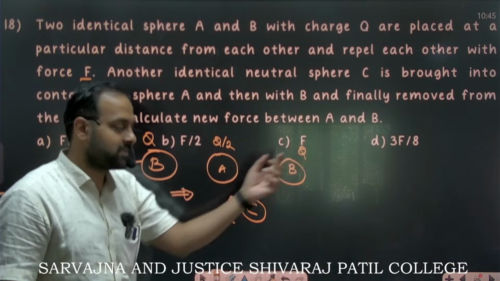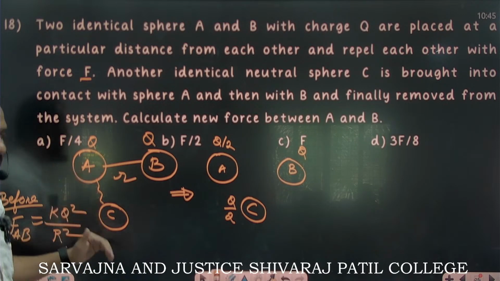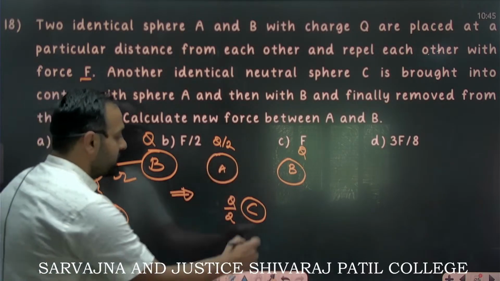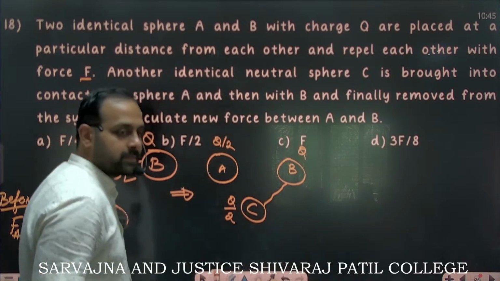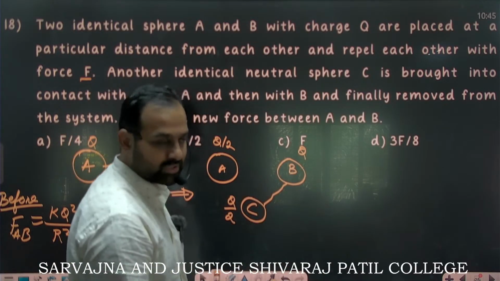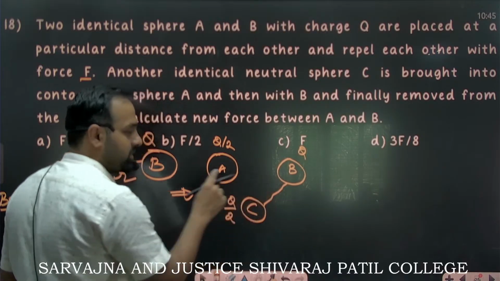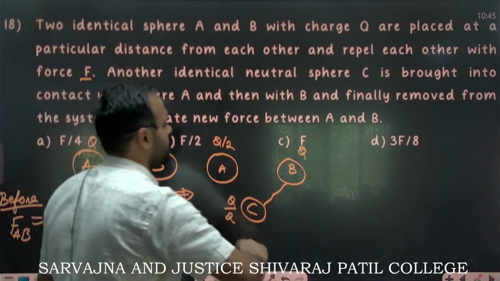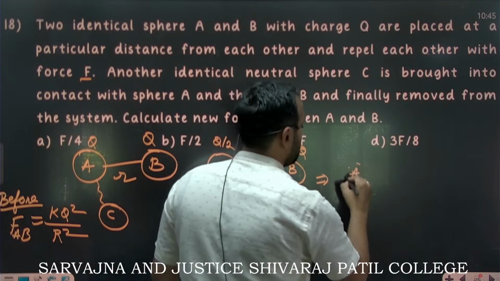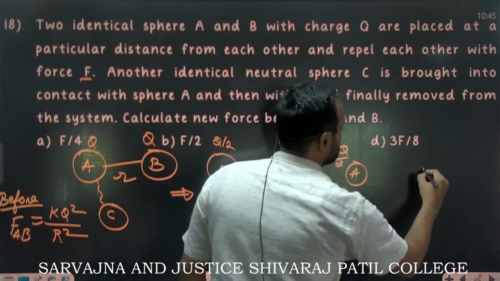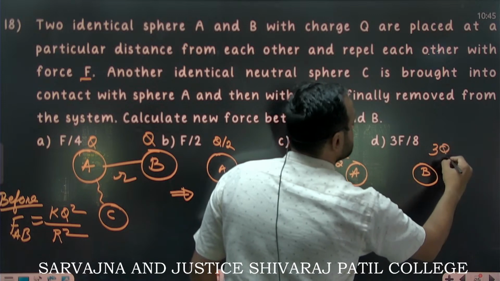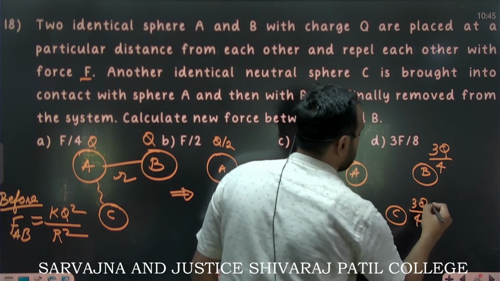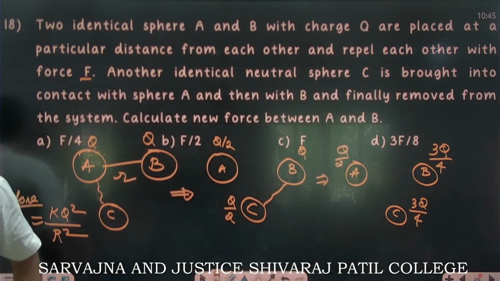Then with B. C is brought in contact with A and then with B. After bringing it in contact with A, the charges are Q by 2 and Q by 2. Now if it is brought in contact with B, again equal charge distribution happens. The total charge is Q plus Q by 2, which is 3Q by 2. When that 3Q by 2 is equally distributed, what happens? On A it is Q by 2. On B it becomes 3Q by 4. And on C?